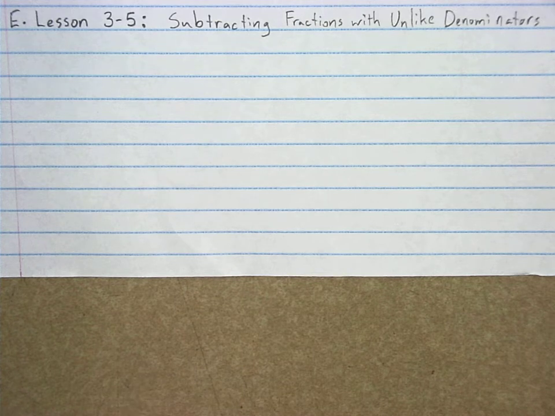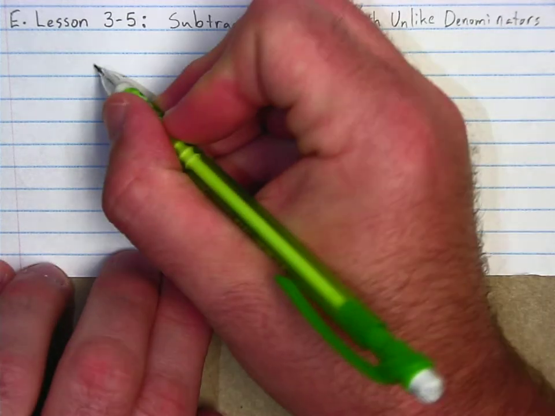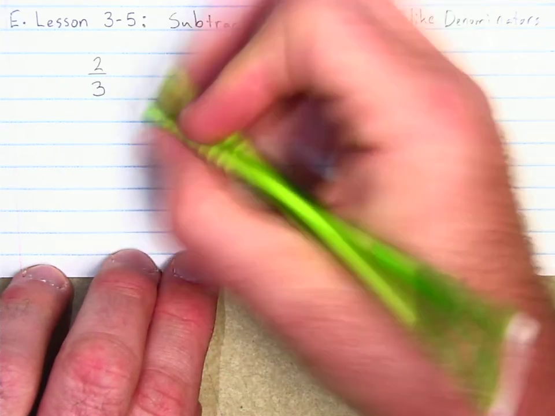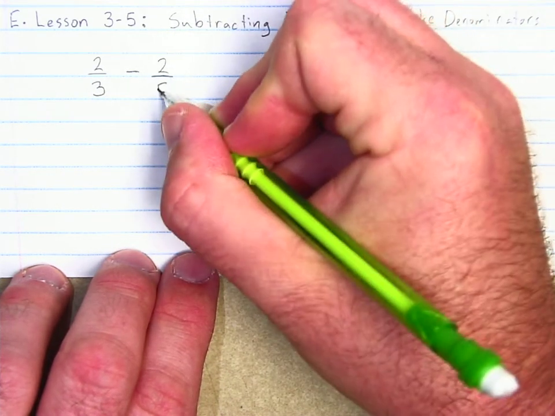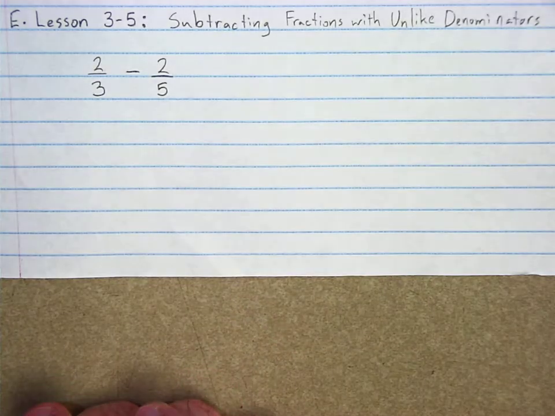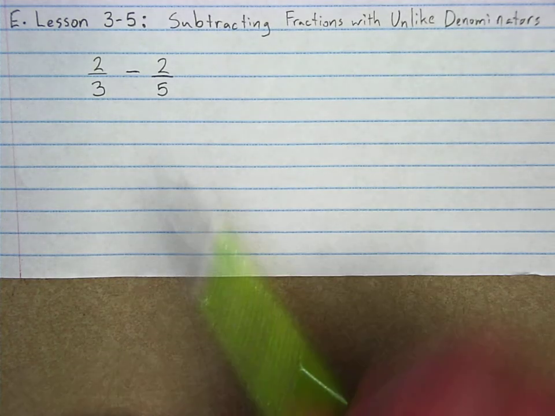Okay. I could use those exact same numbers again. I think that might be too confusing though. So let's do 2/3 minus 2/5. Okay. 2/3 minus 2/5.